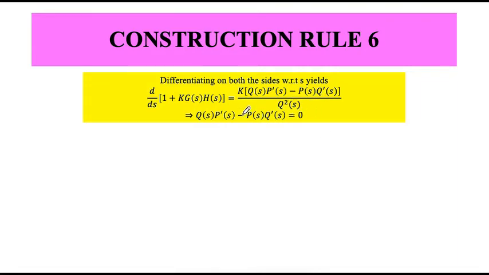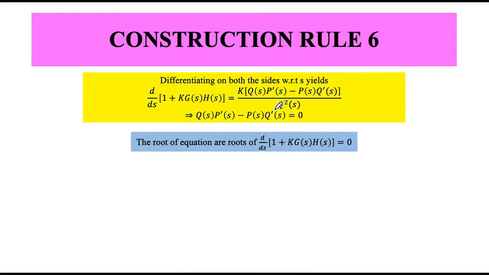So where s naught comes with a multiplying factor of r. So if the roots of the equation are roots of this differentiation, d by ds, therefore we get k equals to minus q s by p s.